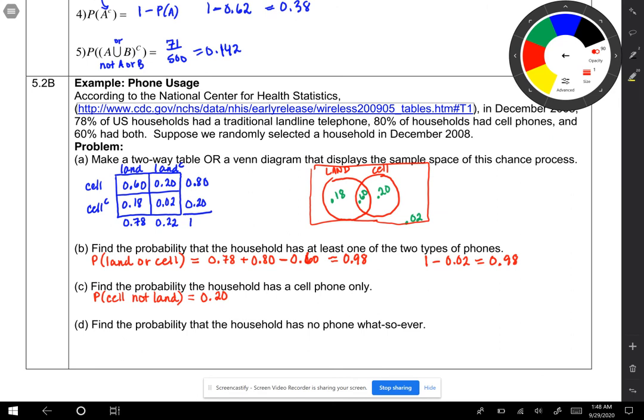Lastly, find the probability that the household has no phone whatsoever, and that would be outside the Venn diagram or the bottom right of your two-way table. And the proper way to notate it is probability that it's not landline and not a cell. And so that's 0.02. And that just gives you a little taste of how to do probability calculations.